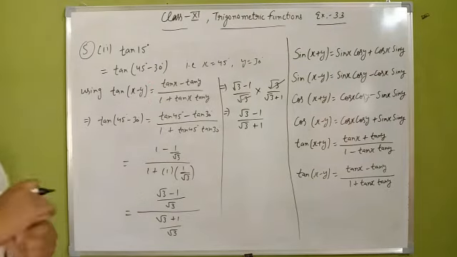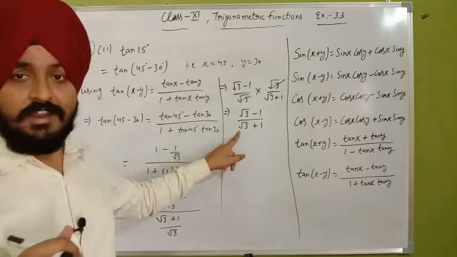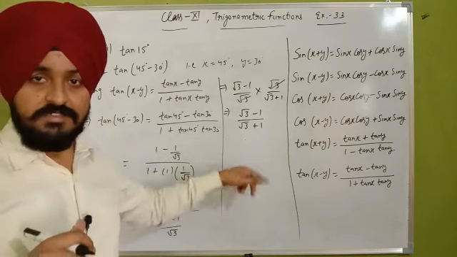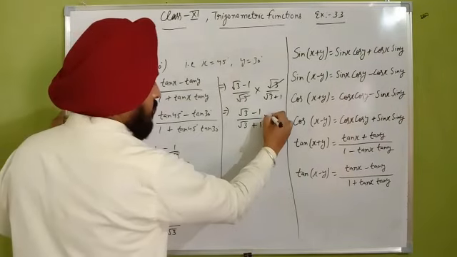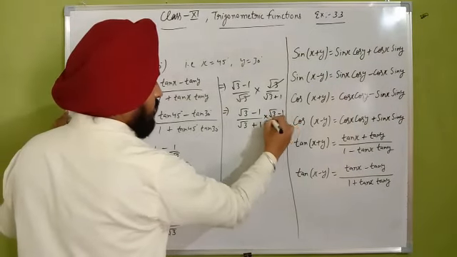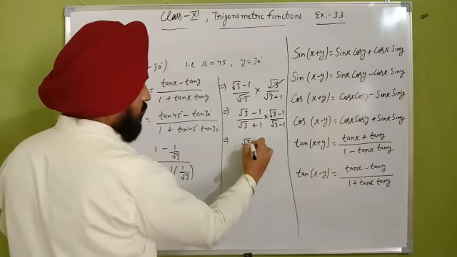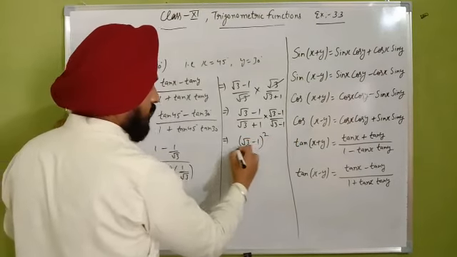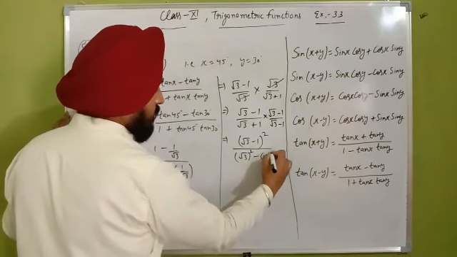Plus 1. Now again you check that the value of the denominator is an irrational number. Square root 3 plus 1 is an irrational number. We have to rationalize it again. How to rationalize? Multiply square root 3 minus 1 over square root 3 minus 1. So you will get square root 3 minus 1 whole square in the numerator, and in the denominator square root 3 whole square minus 1 square.